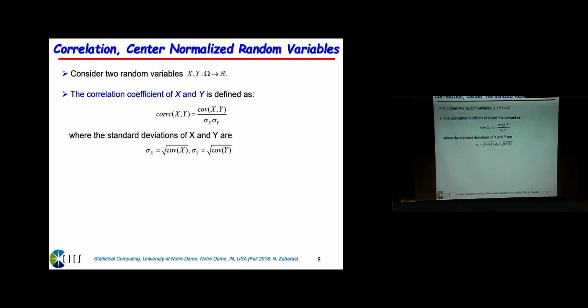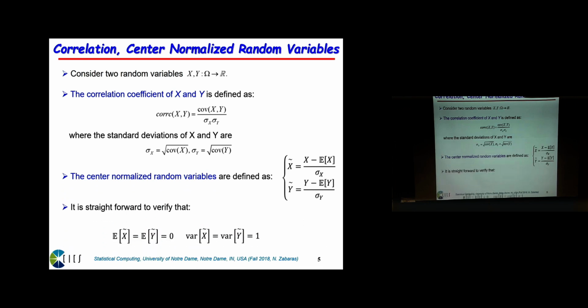So let me give a few more definitions. They are mostly useful for those who play with data. The first definition is what I call the correlation coefficient of x and y, and it's nothing else but a normalized covariance. If you take the covariance and divide by the standard deviation of x times the standard deviation of y, you come up with a new entity called the correlation coefficient of x and y. And here is a reminder of the standard deviations.